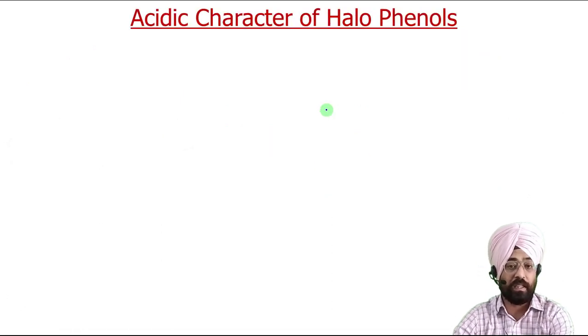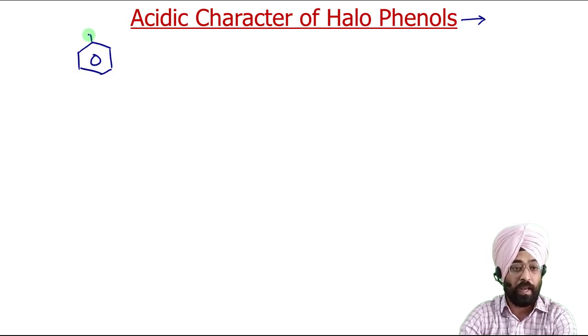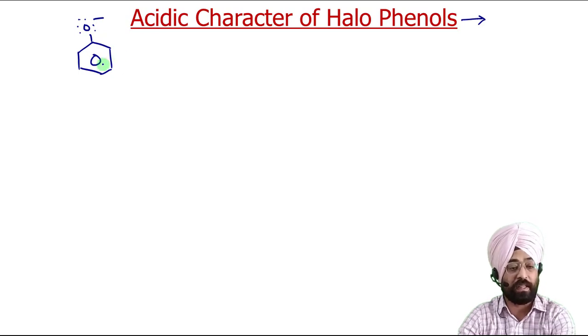Before discussing the acidic character of halophenols, I would like to once again remind you that while discussing the acidic character of phenols, we have to consider those factors which stabilize the phenoxide ion. So that was your phenoxide ion. Any factor that stabilizes it, generally electron withdrawing groups, will increase the acidity, whereas any factor that destabilizes it, like electron donating groups, will make it unstable and decrease the acidity.